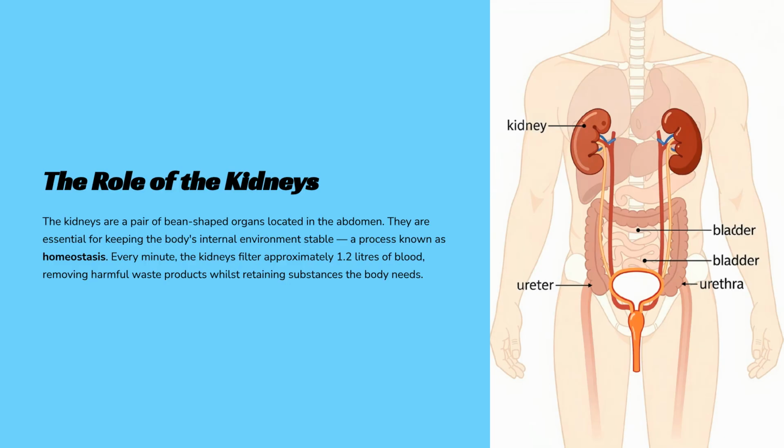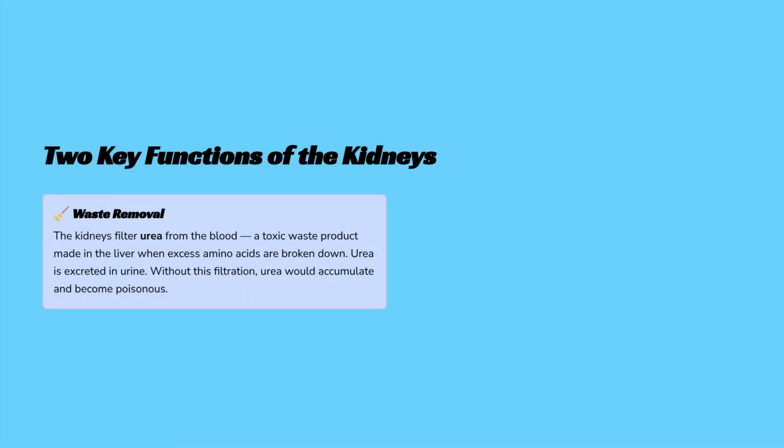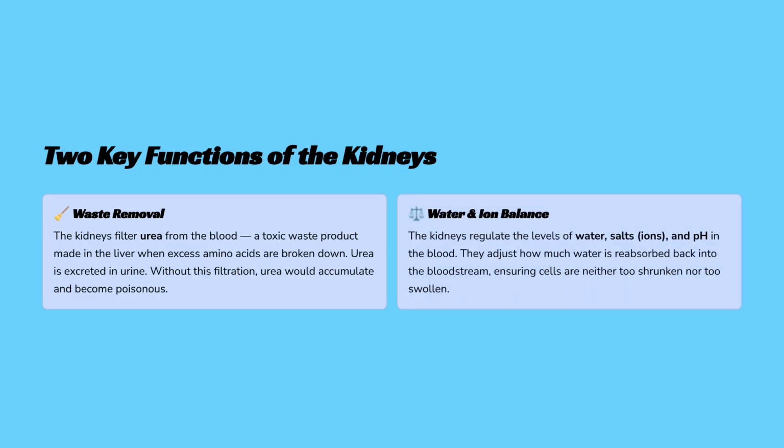The kidneys are bean-shaped organs vital for maintaining homeostasis, keeping the body's internal environment stable. They filter about 1.2 liters of blood every minute, removing waste products while retaining essential substances. The two key functions are waste removal and water and ion balance. Kidneys filter urea, a toxic waste product, and excrete it in urine. They also regulate water, salt, and pH levels to keep cells balanced.